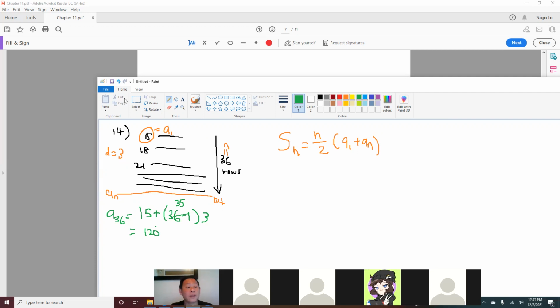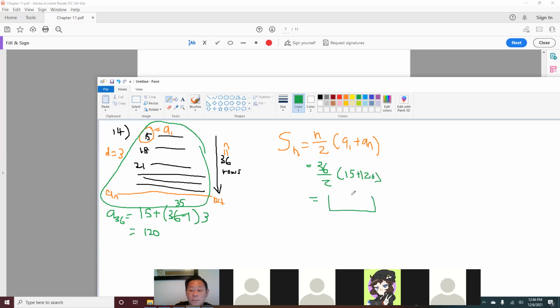So you got 120 seats on here. But the question wants you to find what is the total seats. So we will use this formula to figure out. N in this case, we got 36 rows. A1 has 15. The first row has 15 seats. And the last row has 120 seats.